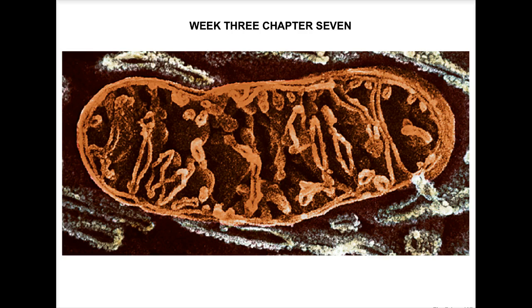So let's get started. Here we see an electron micrographic image of a mitochondria, which is the organelle that we know of as the powerhouse of the cell because it produces ATP, which is the energy currency of the cell. We can see from this picture that the mitochondria is a double membrane system, and it's within these membranes and also within the fluid contained within the mitochondria that we have enzymes that are necessary for these processes of cellular respiration.